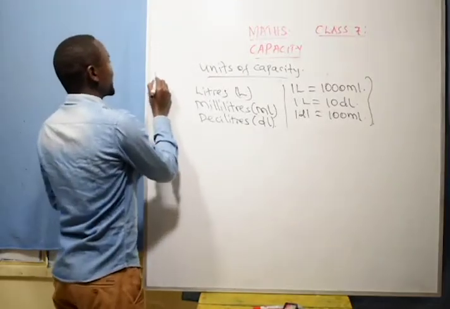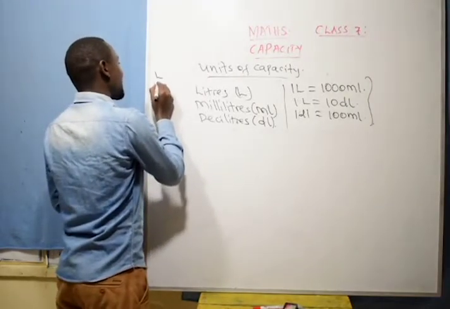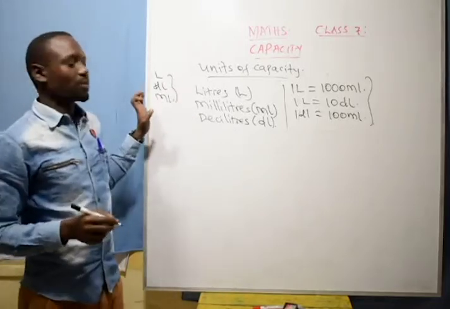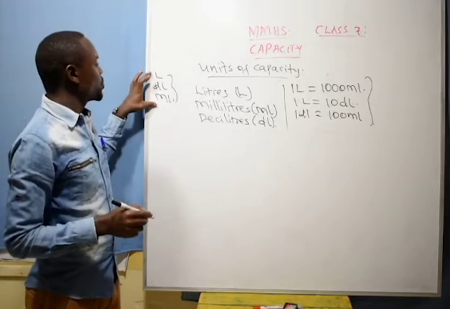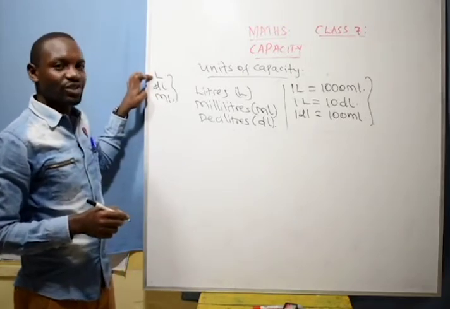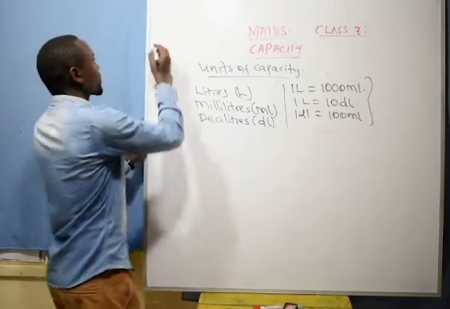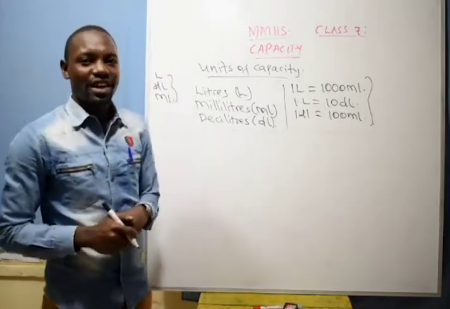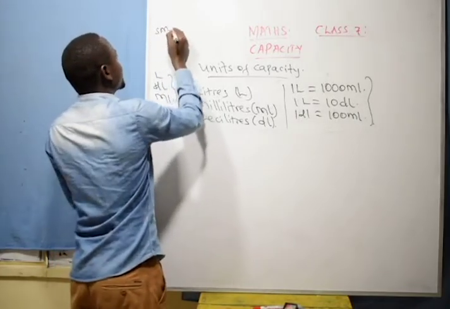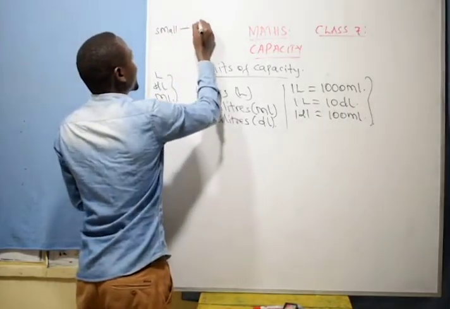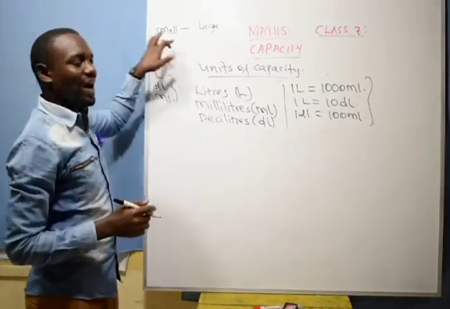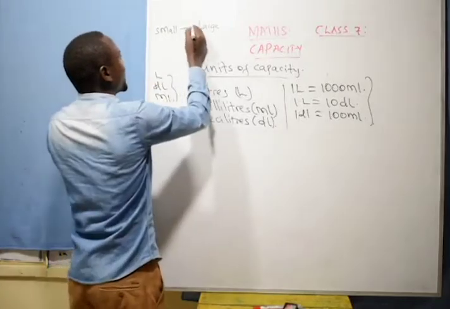Remember I said we have the liter, the deciliter, and the milliliter. That is the order from the largest to the smallest. So, what will you do when you are converting liters to milliliters? Remember what we said in the units of length. When you are converting a small unit to a large unit, you divide.